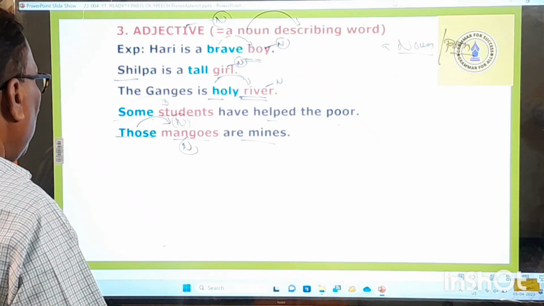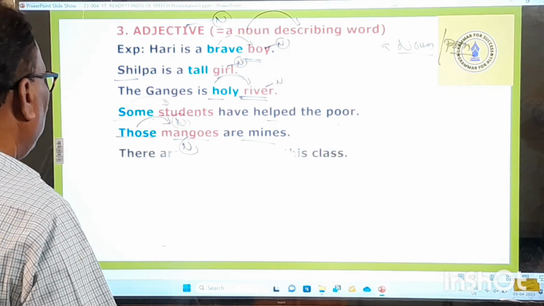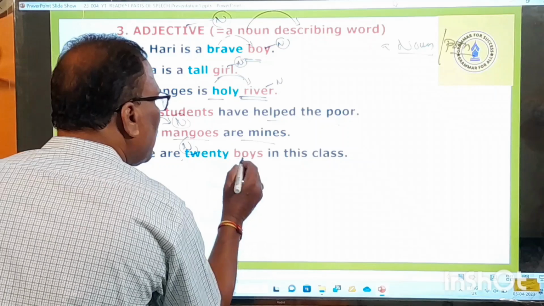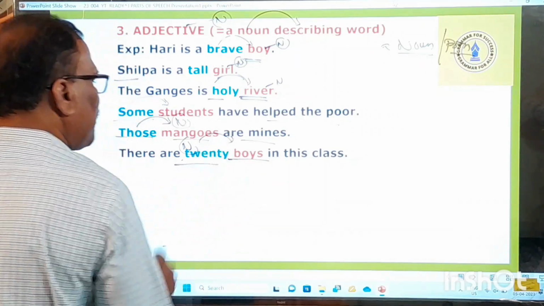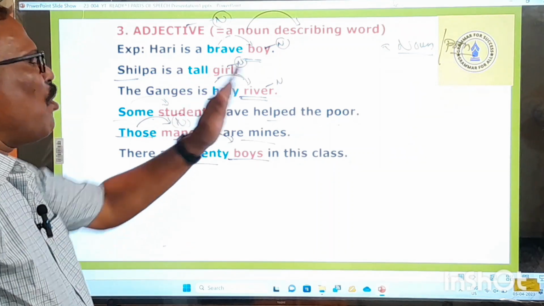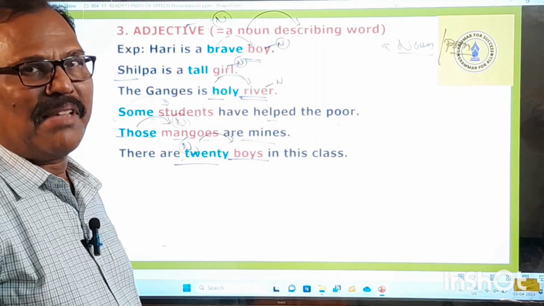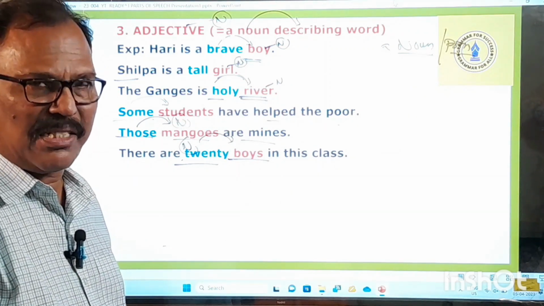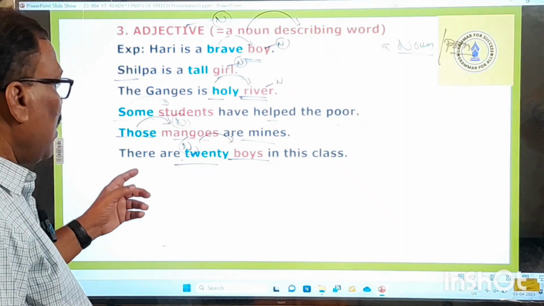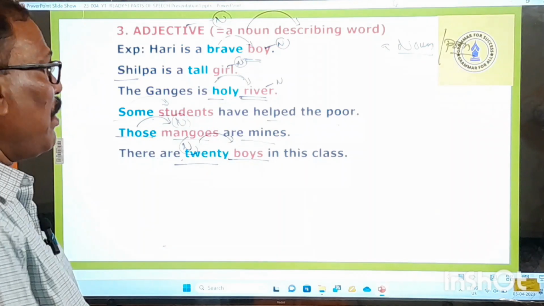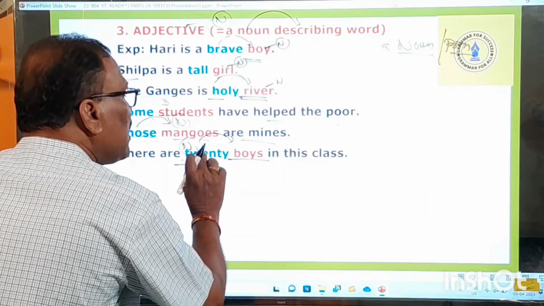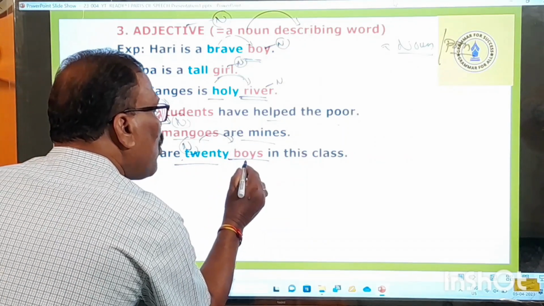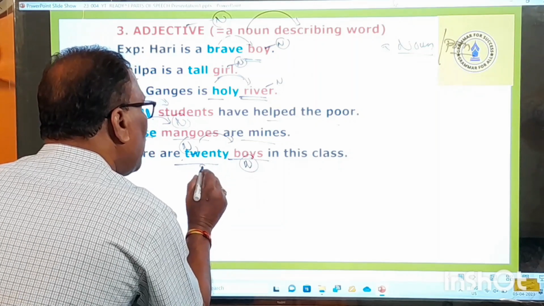Any examples here? There are 20 boys in this class. How many boys? 20 boys. If I say there are boys in this class, I am not making any special sense in this sentence. But if I say there are 20 boys, how many boys? 20. What is this blue colored word doing? It is describing these boys. So what is boys? Boys is a noun. And what is 20? It's an adjective.